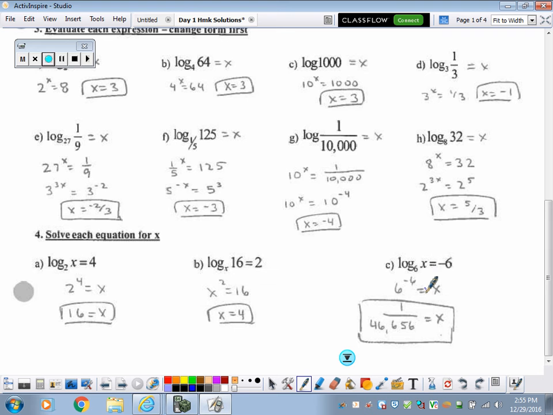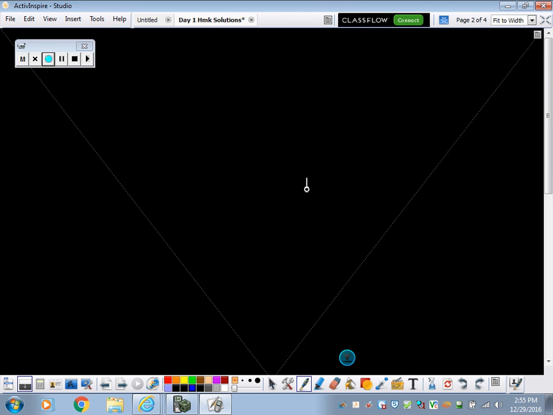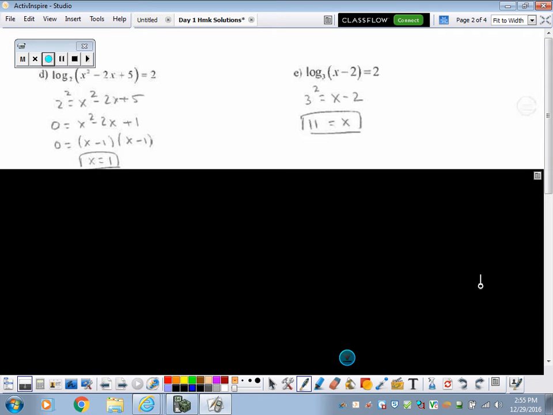Ask the calculator. 6 to the -6 is 1/46,656. Okay. On the back, more of setting them up. For letter D, 2 squared is equal to x squared minus 2x plus 5. And then set equal to 0, solve for x.